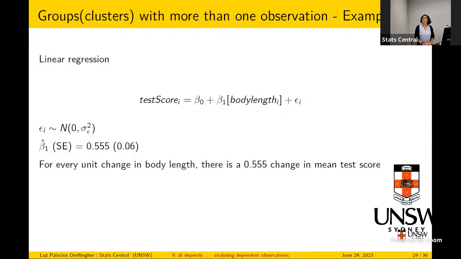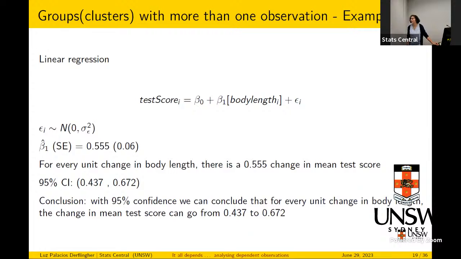So just with a point estimate, we can say that for every unit change in body length, there is an average of 0.55 change in test score. But also we have to check the confidence interval, right? When we're running a regression, we're also interested to see if 0 is in the confidence interval or not, to see if it's flat or not. Our confidence interval does not include 0. So we are 95% confident that it can go from 0.437 to 0.672.